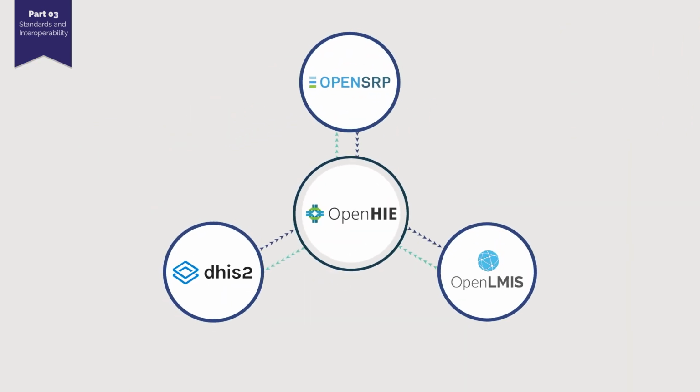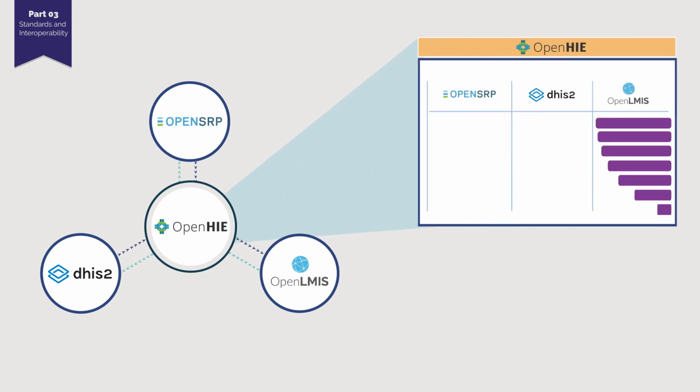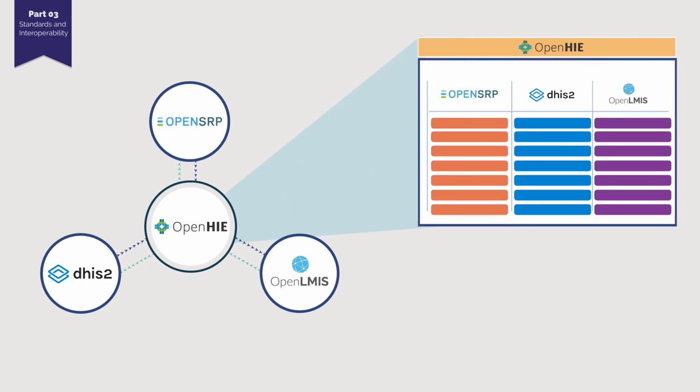OpenHIE is an example of such an architecture. One of the things that HIEs do is store lists of terms and concepts, mapping how these lists relate to each other across different applications. Standards make this mapping process easier.